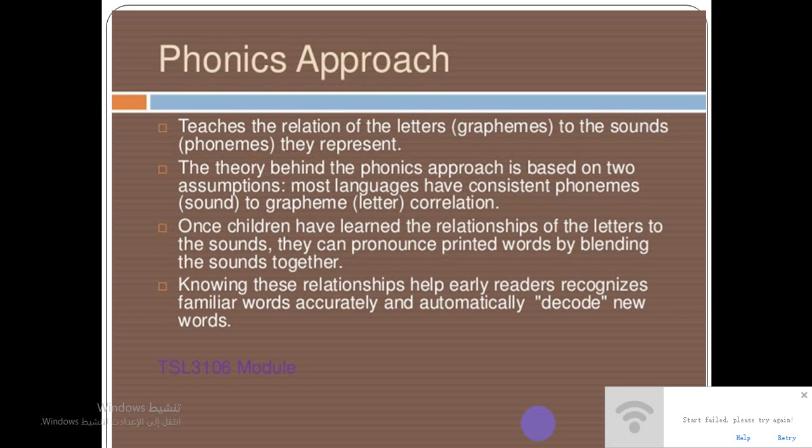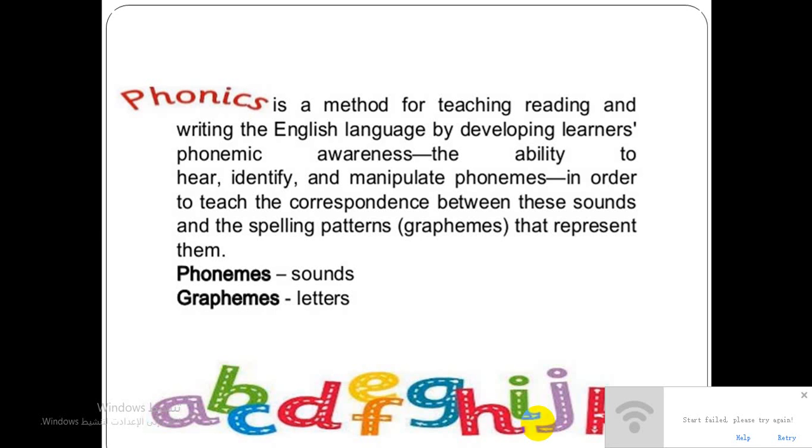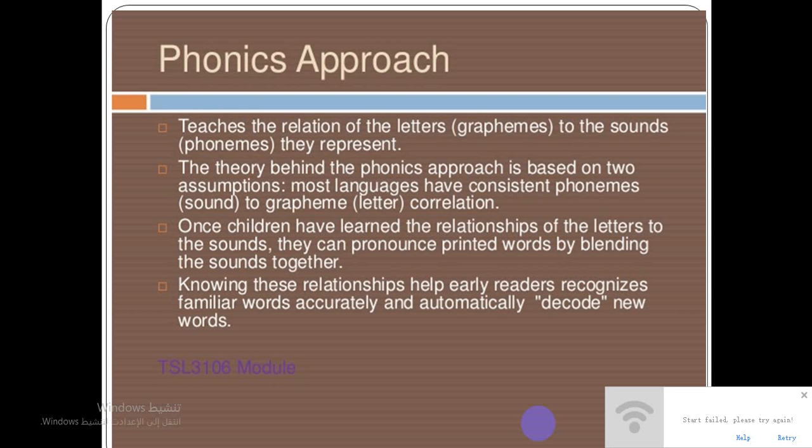The phonics approach. Definition of the phonics approach: phonics is a method for teaching reading and writing the English language by developing learners' phonemic awareness, the ability to hear, identify, and manipulate phonemes, in order to teach the correspondence between these sounds and the spelling patterns, graphemes, that represent them. Phonemes mean sounds, graphemes mean letters. The phonics approach teaches the relation of the letters, graphemes, to the sounds, phonemes, they represent.